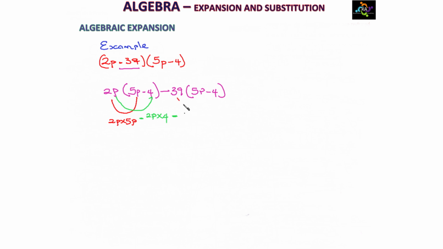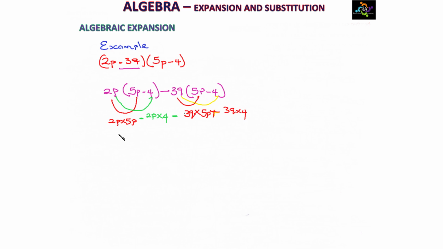Then your minus 3q multiplies the value here. Minus multiplied by plus gives us minus. Your 3q also multiplies 5p. Then again your 3q multiplies minus 4. Minus times minus is what? Is plus. Now 3q times 4, you have your value.